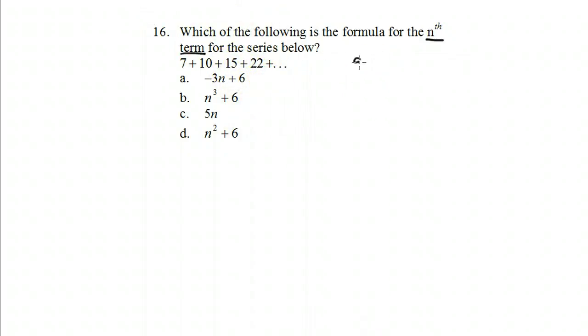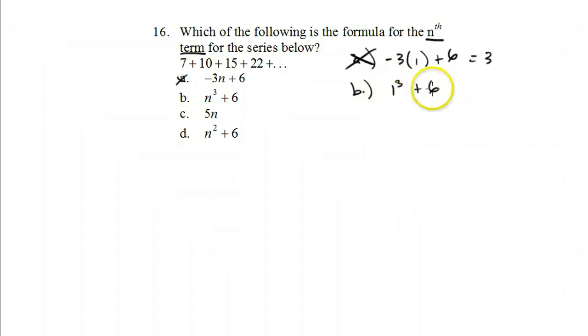So let's try A. If I plug in a 1, it should give me 7. So plugging in my 1, I get 6 minus 3 is 3. So this did not work. It's not A. Now let's try this one. If I plug in a 1, it should give me 7. So that's 1 to the third plus 6. That's 1 plus 6 is 7. Okay, that one works, but let's try the second one.